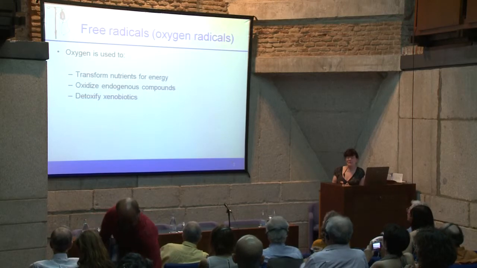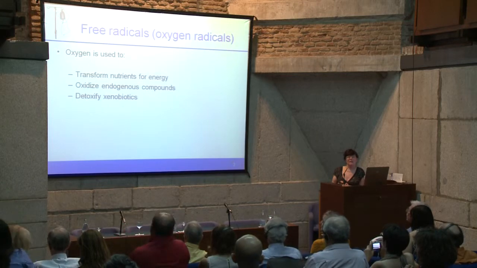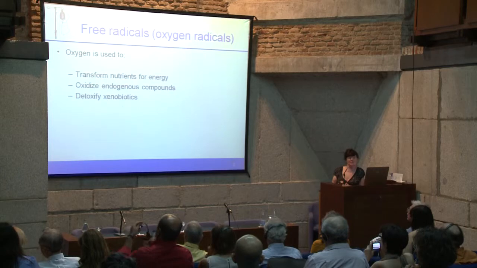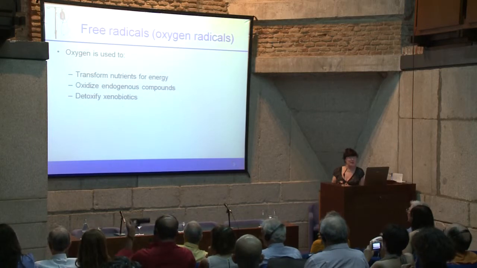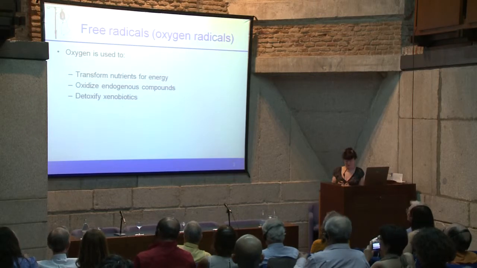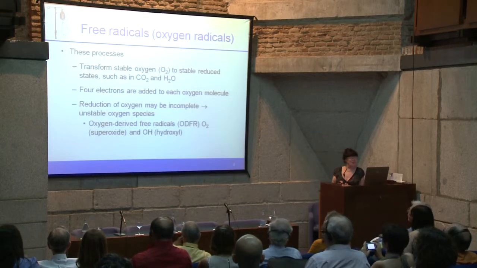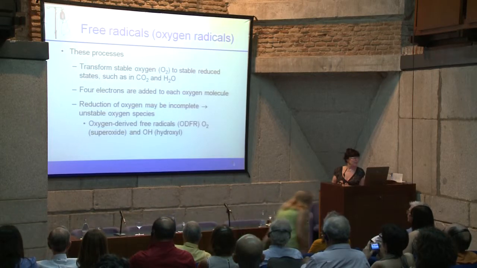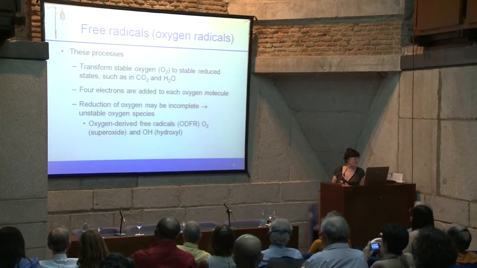quite useful to have a simple thought about what we're using when we are metabolizing. We're using oxygen to transform nutrients for energy and to oxidize endogenous compounds and to detoxify xenobiotics. But too much oxygen can be a problem because we can form free radicals, and we transform stable oxygen, O2, to stable reduced states such as carbon dioxide and hydrogen and water. And there are four electrons added to each oxygen molecule.